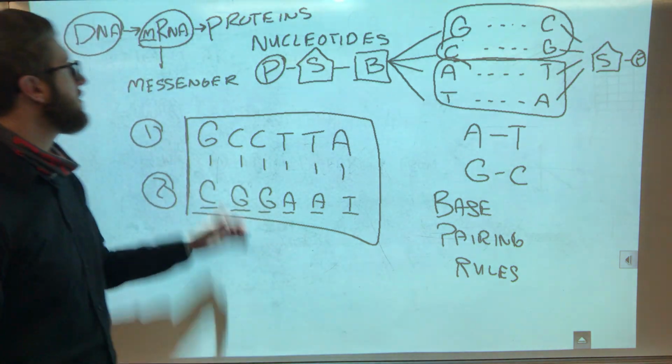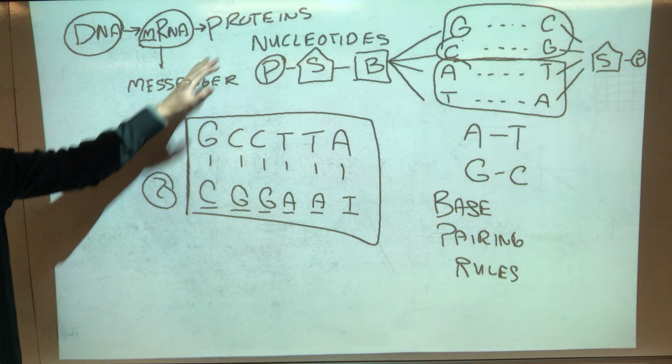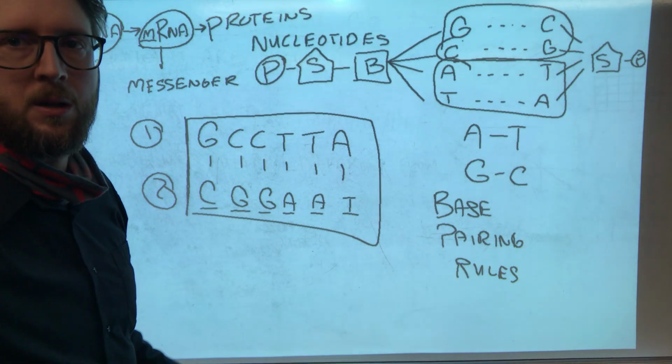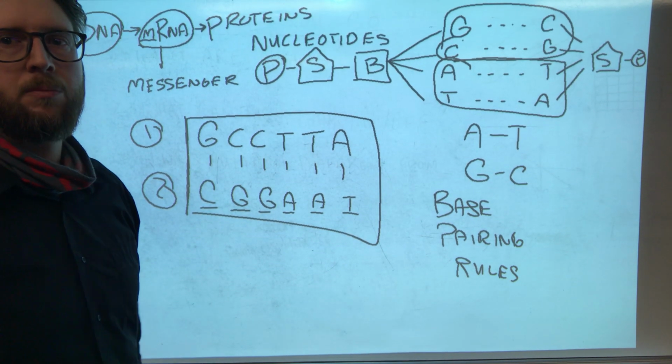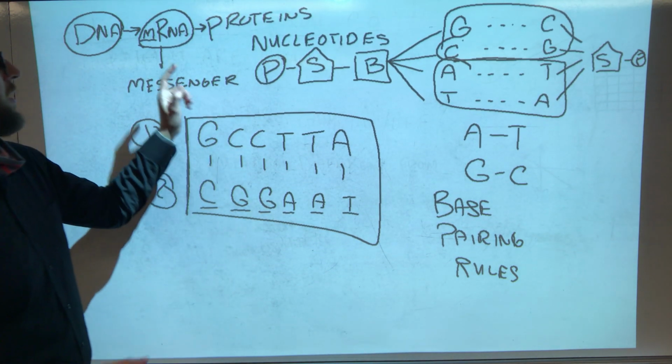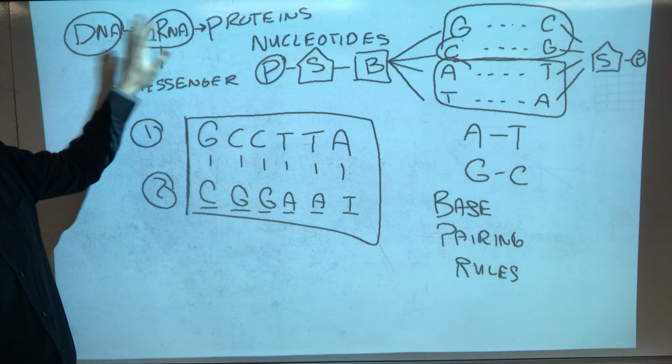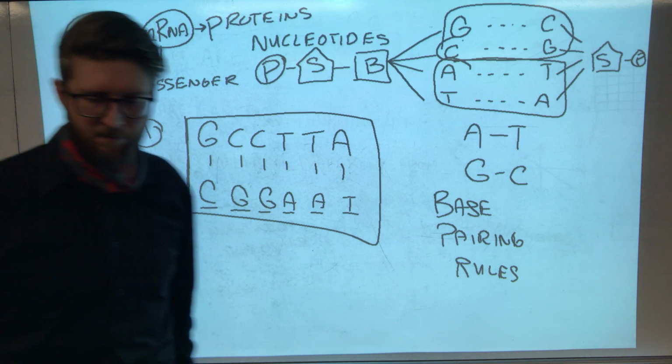So before your traits are expressed, proteins control your traits. Proteins control your traits, but mRNA is what delivers the instructions from the DNA to the proteins.